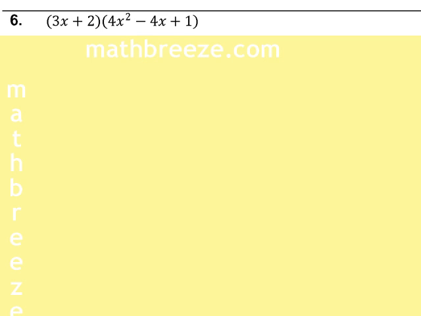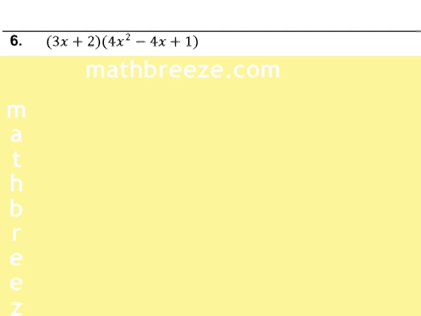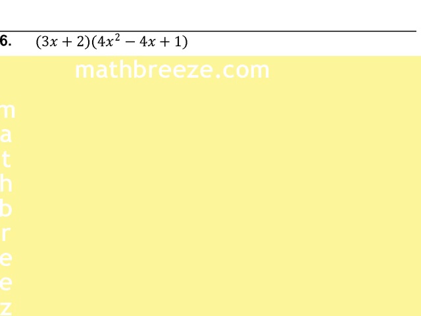In number 6, we have a binomial times a trinomial, 2 terms times 3 terms. So FOIL is not appropriate here. We're really just going to go back to the distributive law, but we'll do it twice. First we'll do the distributive law using the 3x, and we're going to multiply through. Okay, so let's do that.